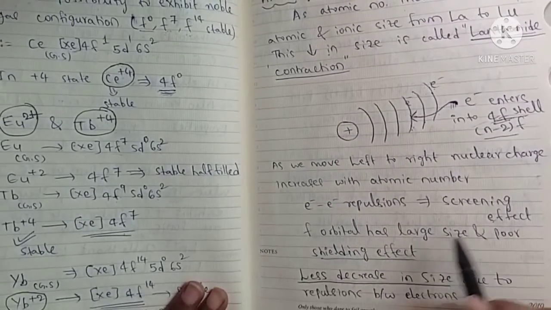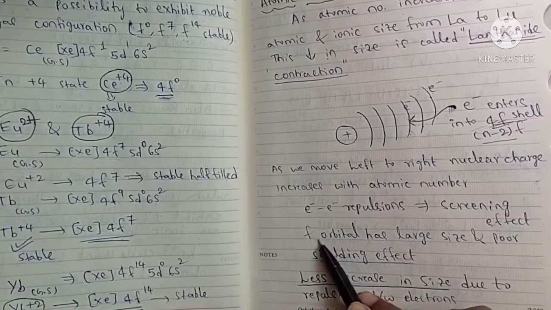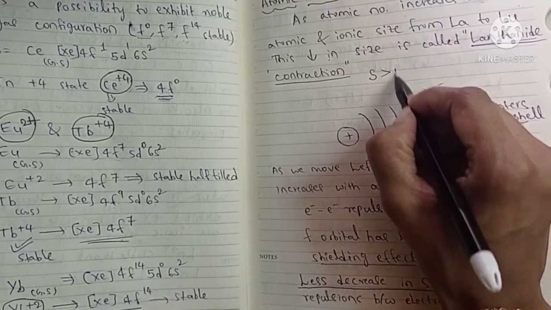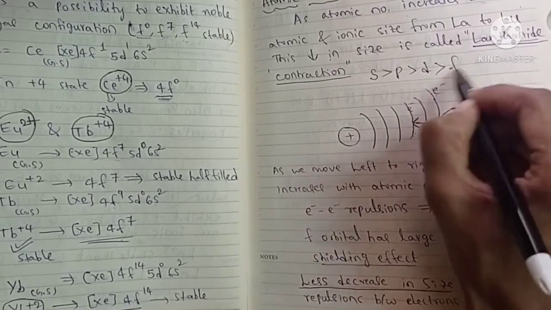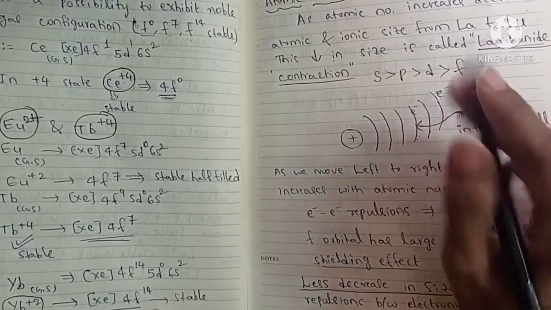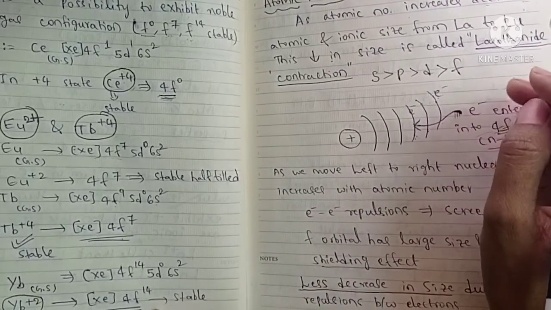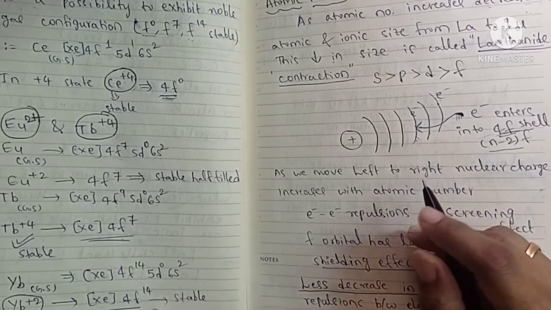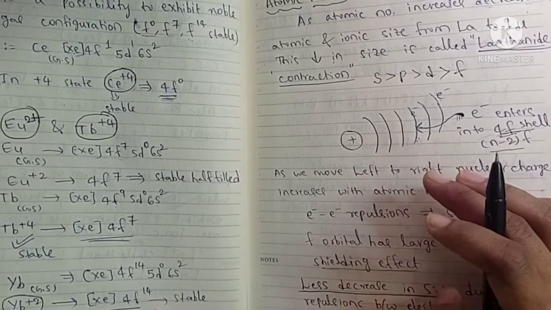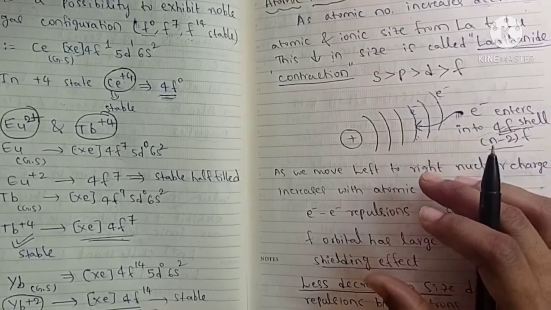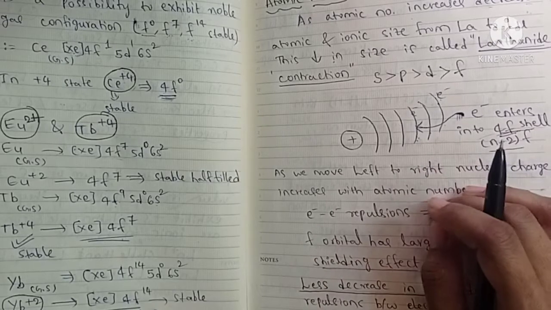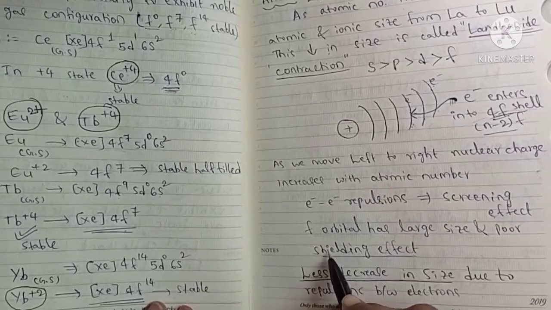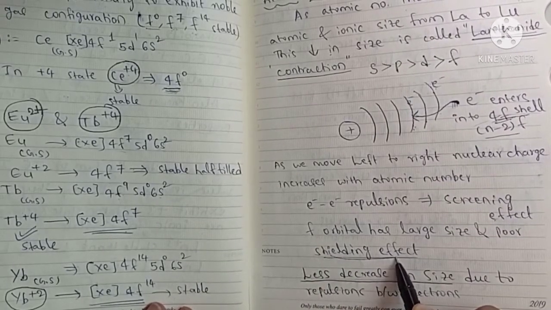This shielding effect is very poor for f orbital. Generally the screening effect order is s more, then p, then d and then f. The f orbital has a very large diffused shape. Due to that large shape and diffusion, the electrons in those orbitals are very far from each other, so there is less repulsion. The distance increases between electrons, so due to less repulsions, the shielding effect is very poor.